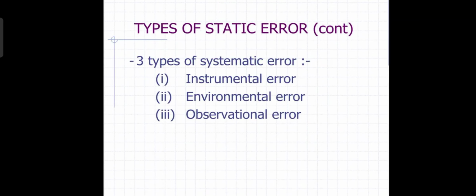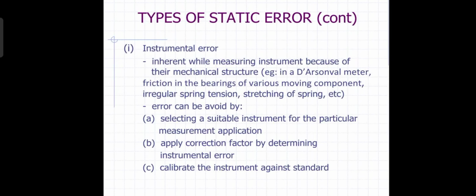Okay, it is further classified into instrumental error, environmental error and observational error. Instrumental error is inherent in measuring instruments because of their mechanical structure. It occurs due to the misuse of instruments and due to the loading effect of the instrument. We can avoid this error by selecting a suitable instrument for a particular measurement application, then applying a correction factor by determining the instrumental error, then calibrating the instrument against the standard.